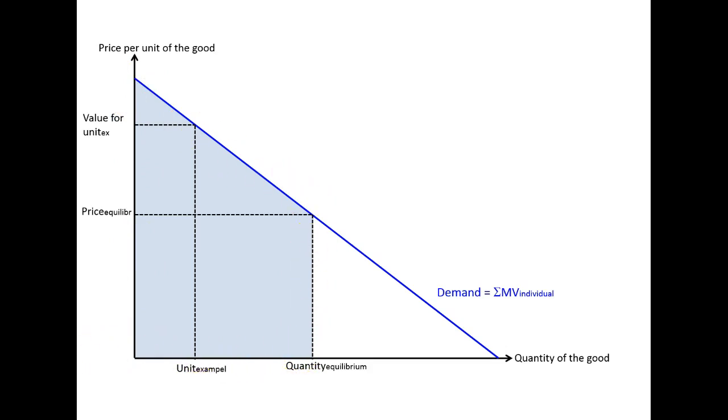And if you make the assumption that they are all price takers, they can't do anything about the price, and we face a price that is the equilibrium price on this market, then we have to pay this equilibrium price for each unit. So for instance, the example unit has a value up there, but we just have to pay that price there. The difference there will be an overvalue, and that is called the consumer surplus for that unit.